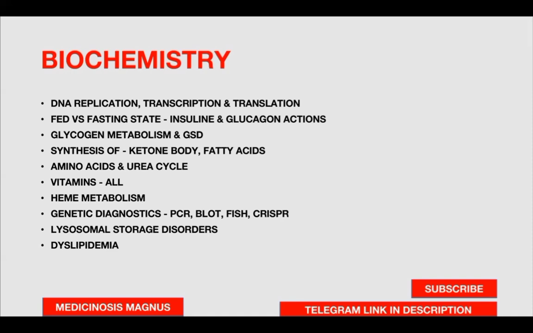Heme metabolism and genetic diagnostics such as PCR, blots, and CRISPR, lysosomal storage disorders, and dyslipidemia, all the different types of lipid disorders and lipid metabolism pathway.